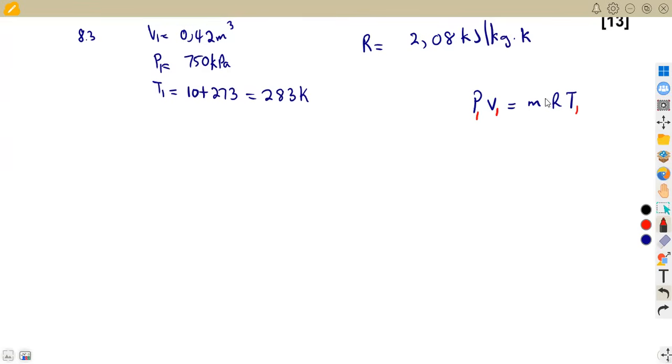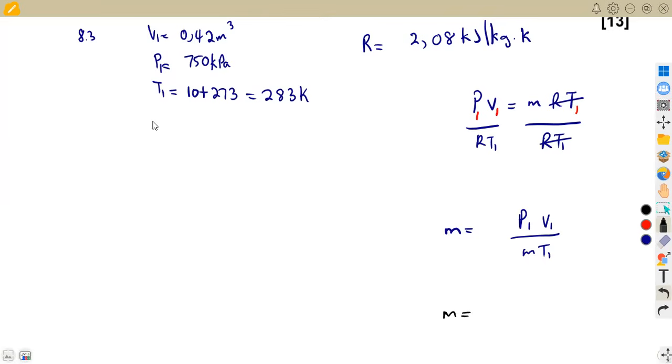So from this one, we need to calculate the mass. So we can make our mass the subject in this case, all right? So we can divide by RT1 both sides. So this can cancel so that we remain with the mass. So the mass is going to be P1 V1 over RT1. We have these values, so we're going to substitute our P1.